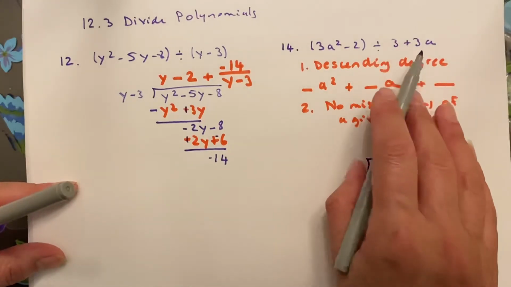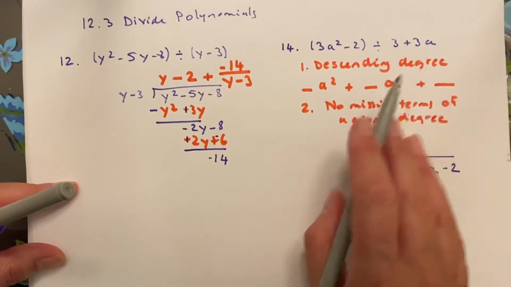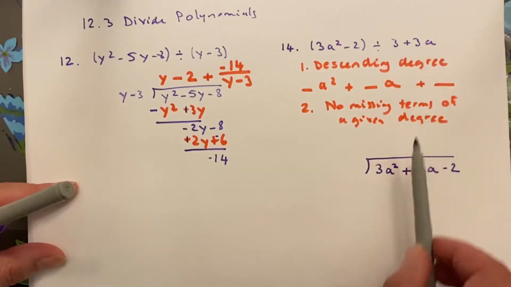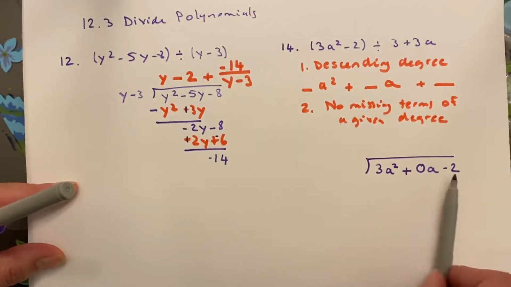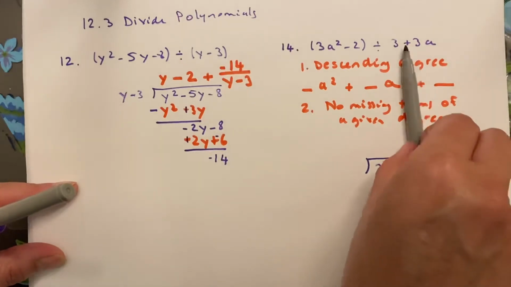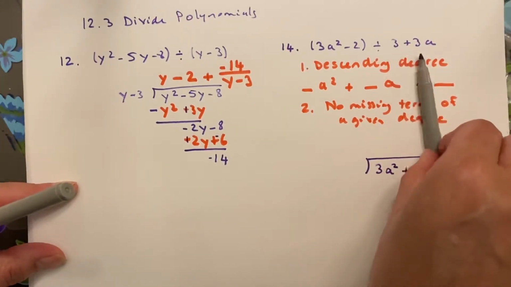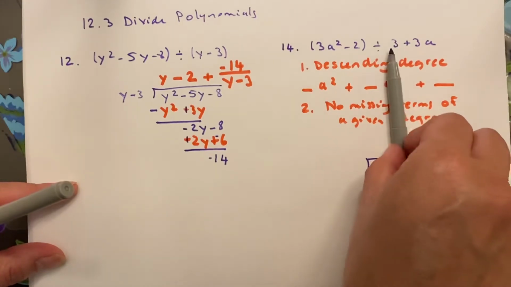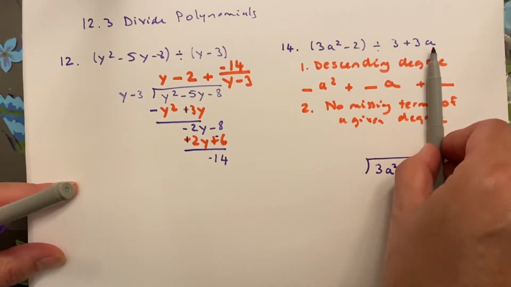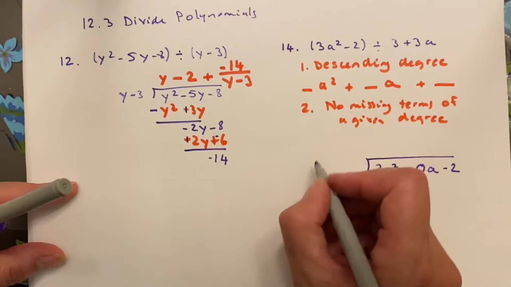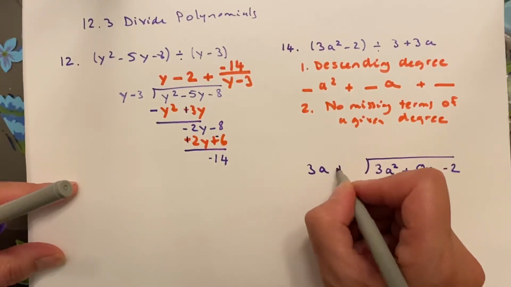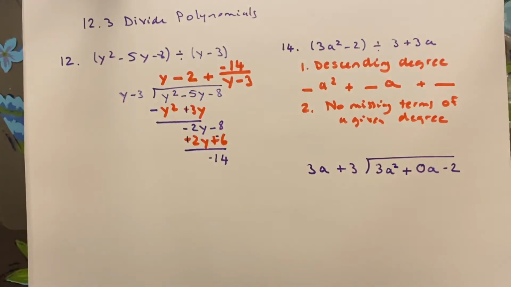So then I also want to put on this side, divide 3 plus 3a, but the problem is it is not in descending degree. So here I made sure it's in descending degree and I have no more missing terms. Here, if I go 3 plus 3a, I'm starting with the degree of 0 and then having the degree of 1, and these need to be flipped. So I need to have the a term, or the first degree term here, plus 3. Now I'm ready to go.